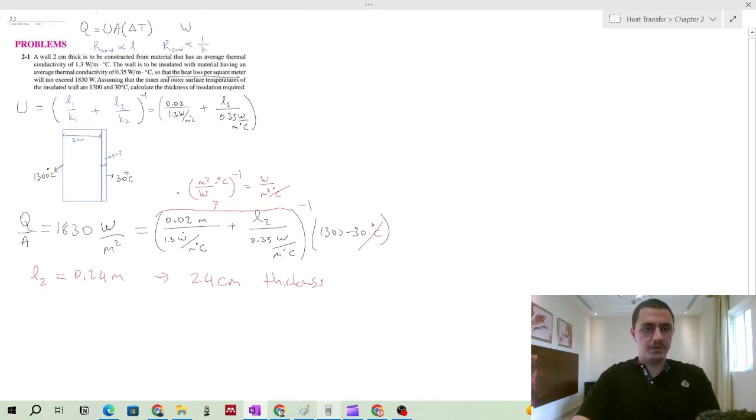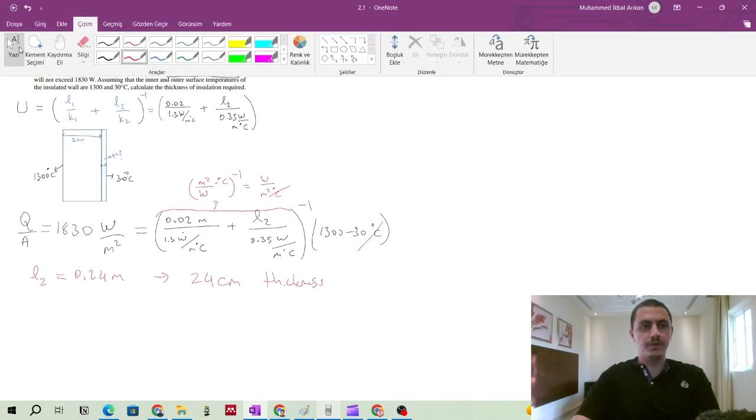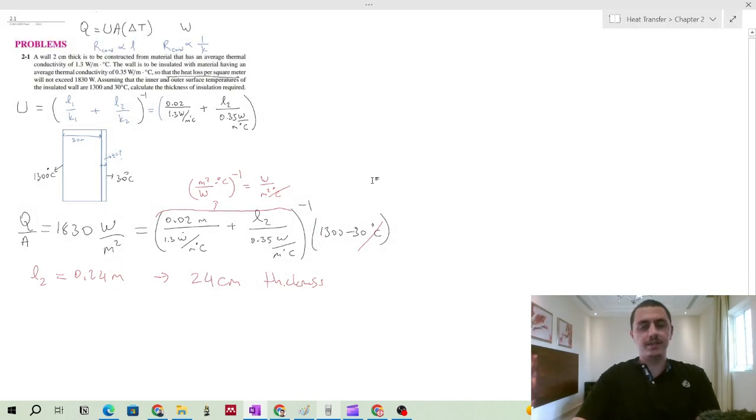I hope you got the idea how we calculate overall heat transfer coefficient for multiple conductive domains. And in the next examples, we will also see how we combine conductive and convective domains.